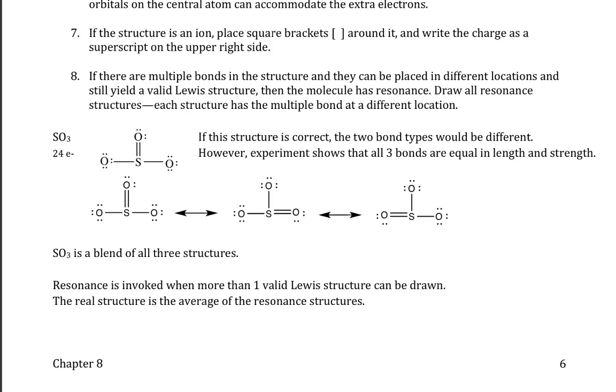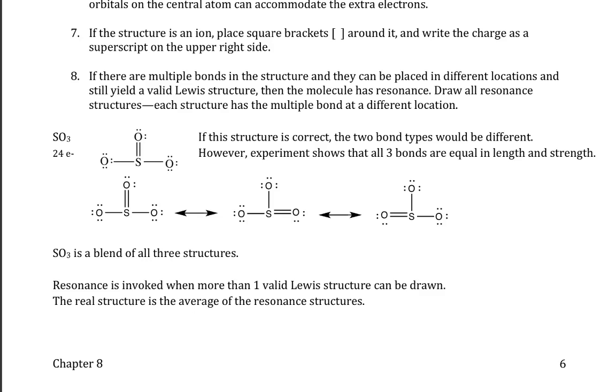First off, we would draw single bonds between the S and each of the O's. That would take care of 6 electrons. Then we would start drawing lone pairs around the O's and on the S. We would find that we don't have enough electrons to go around, giving everybody their octet, so we would have to move some of those lone pairs. We would have to move 2 of them to between the S and one of the O's. Now everybody has an octet.